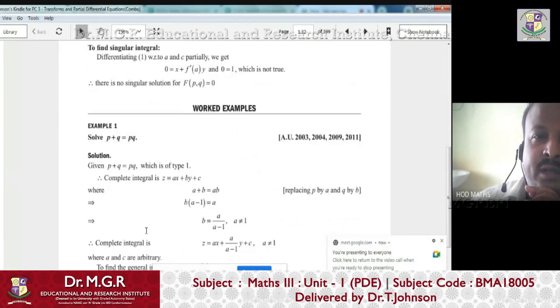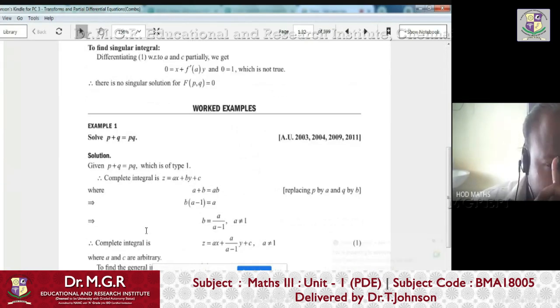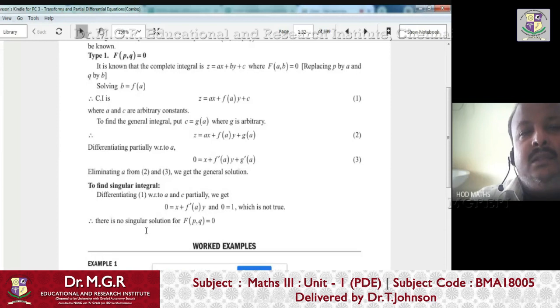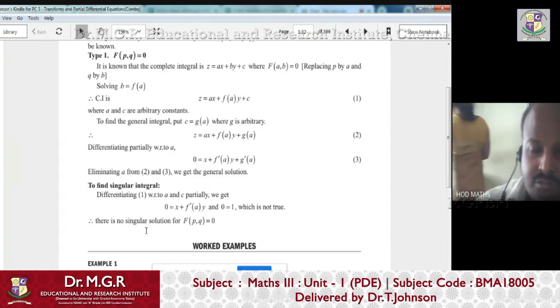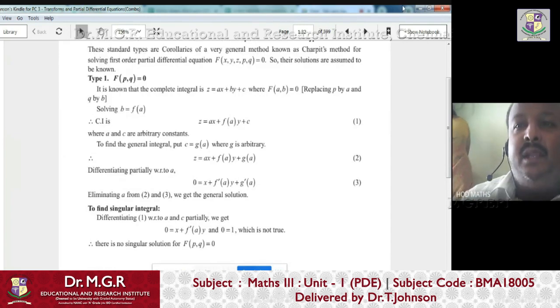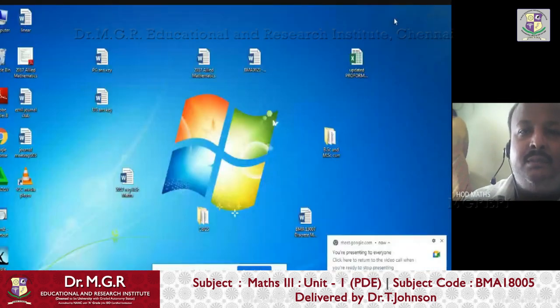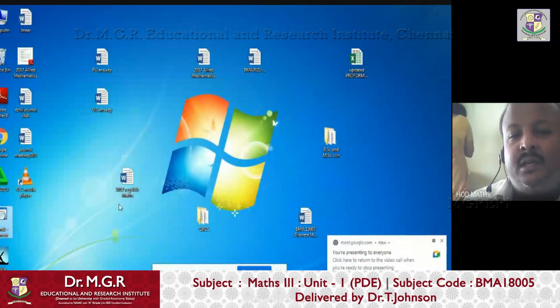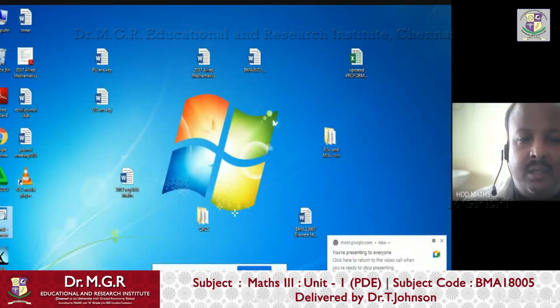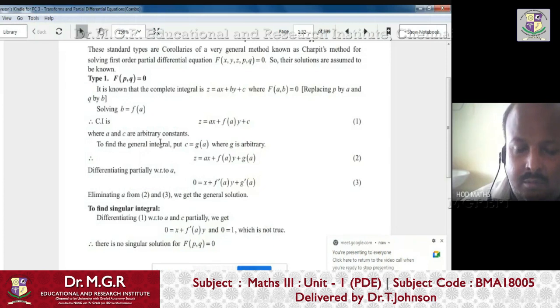The type 1 PDE, right? How to solve the type 1 PDE. Type 1 PDE is a very basic PDE which contains only P and Qs, right? So P and Qs are nothing but the first order derivatives.